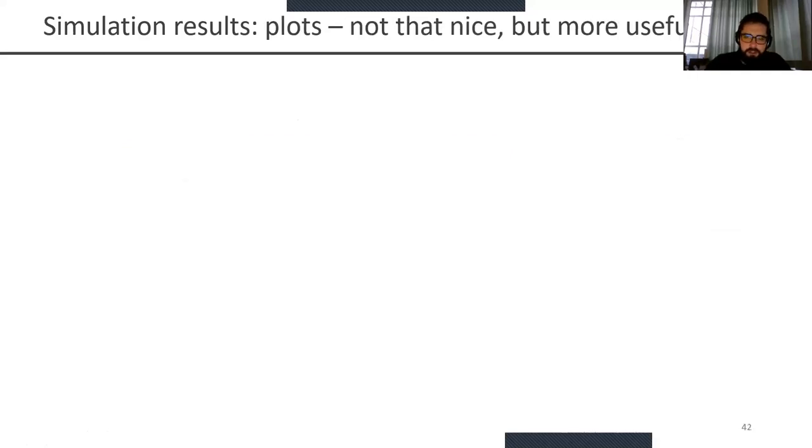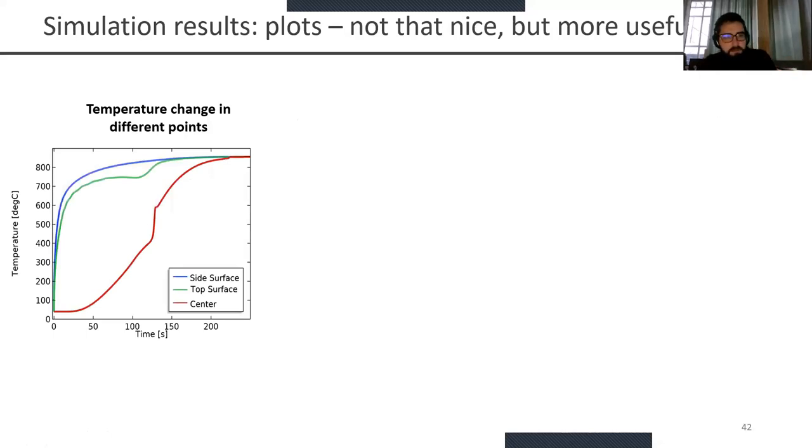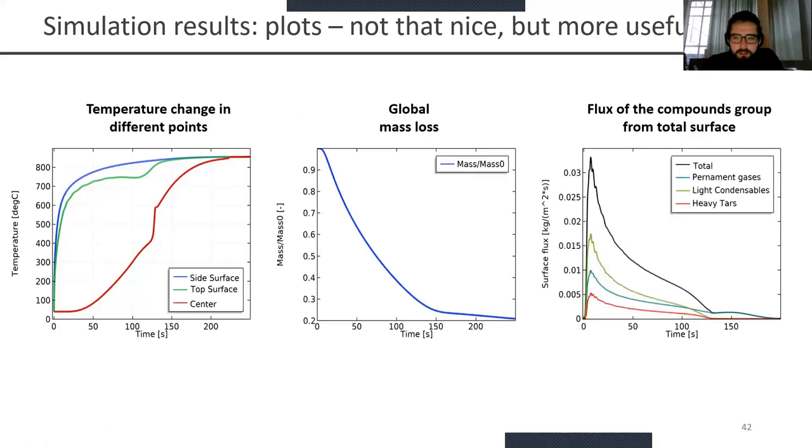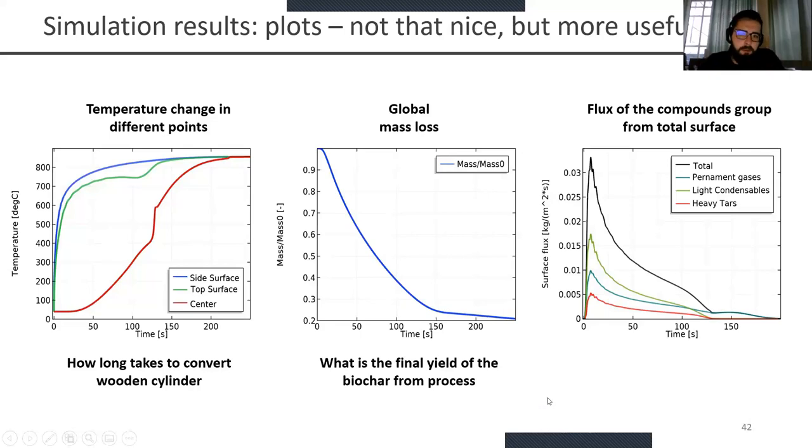And more useful are the plots, which usually don't look that colorful, but they're more useful. So let's have a few examples. The temperature change in the different points, the global mass loss, or the flux of the compound groups from the surface. The first one can give us information how long it takes to convert the wooden cylinder, because if the temperature inside reaches the temperature of the outside, then that means the process is finished, usually. In the global mass loss, we can find out how the mass is changing and what's going to be the final biochar yield from the process. And in the flux of the compounds, we can assess when, which, and how much compounds is released, which is useful information in terms of the quantification of the bio-oils produced from the process.